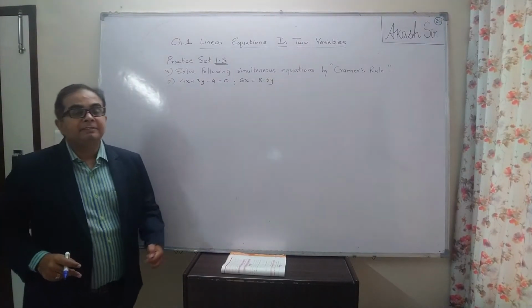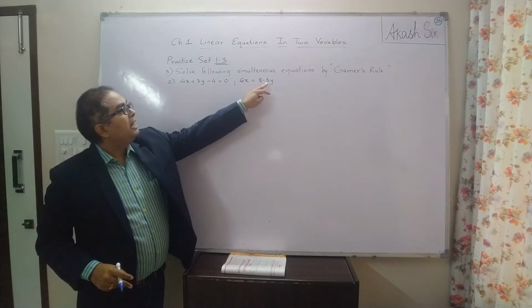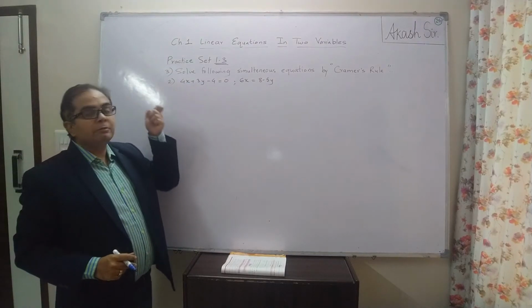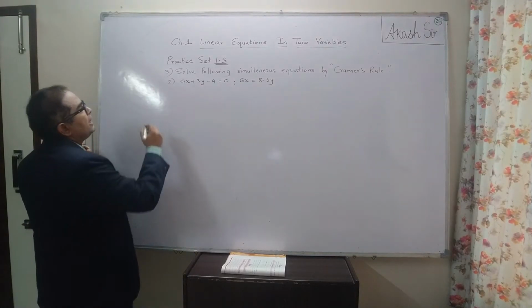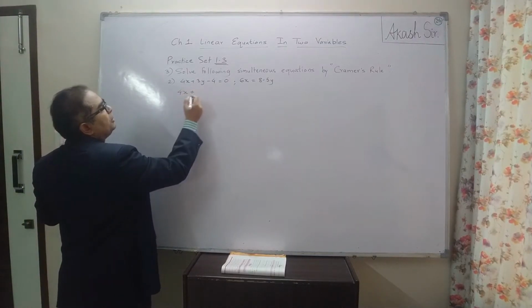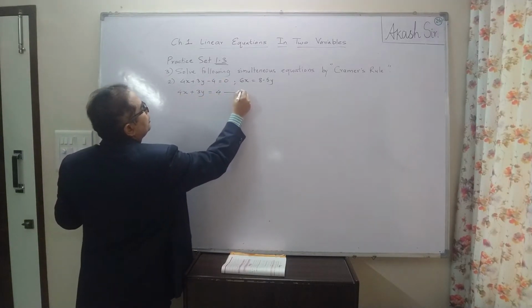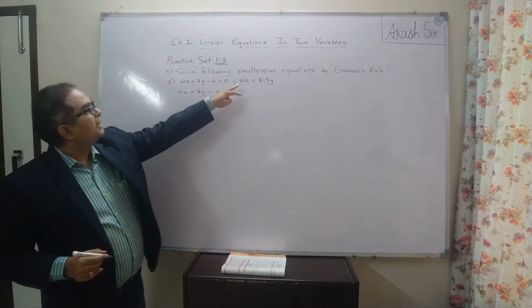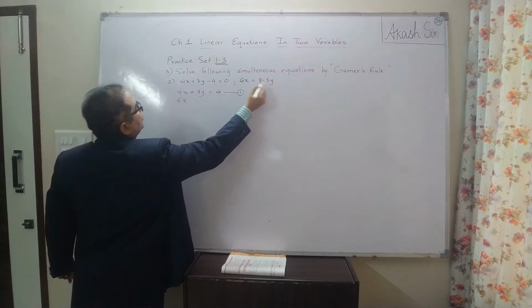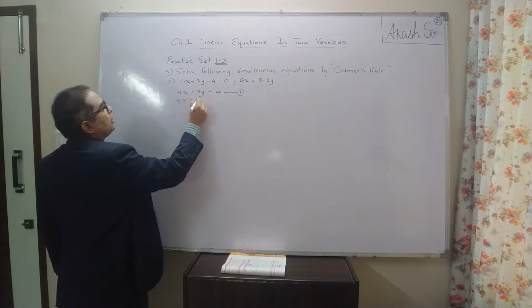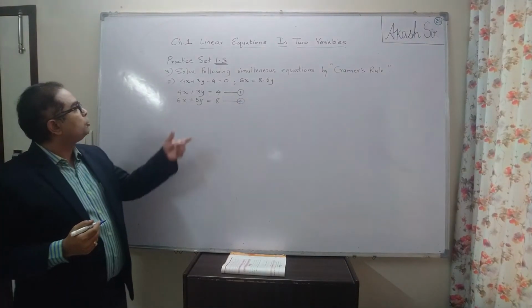Now let's solve example number 2. 4x plus 3y minus 4 is equal to 0 and 6x is equal to 8 minus 5y. First let's try to convert these equations into the ax plus by is equal to c format. 4x plus by, that is 3y, is equal to c. So minus 4 I will take on the right hand side, plus 4. Equation number 1. And the second equation, how can you convert it? 6x, minus 5y on the left hand side will be plus 5y is equal to 8. Equation number 2.